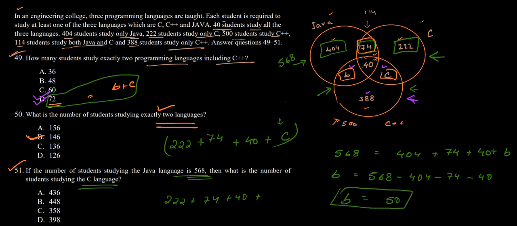So easily we can say that C is equal to 72 minus B, which is equal to 72 minus 50, which is 22. So the value of C is 22, hence we will write 22 over here, and the answer will be 222 plus 74 plus 40 plus 22, which will give us 358. So the total number of students studying C language is 358, and in the options you can see option number C says 358. So option C is the correct answer to this question.